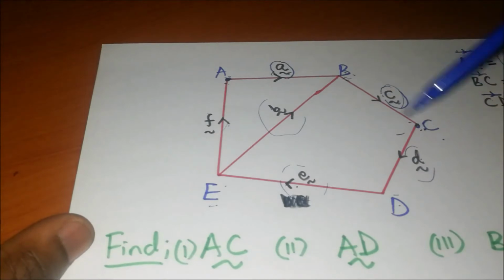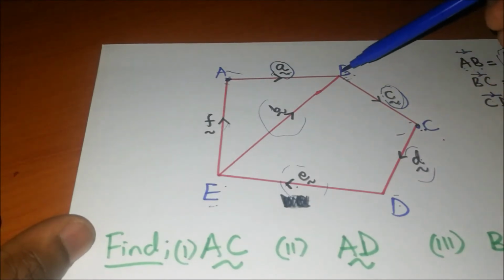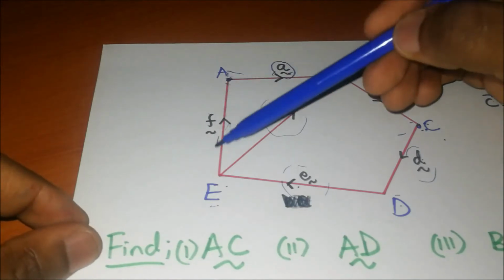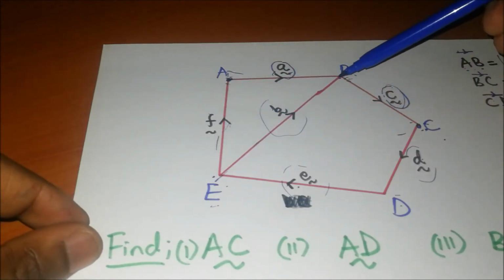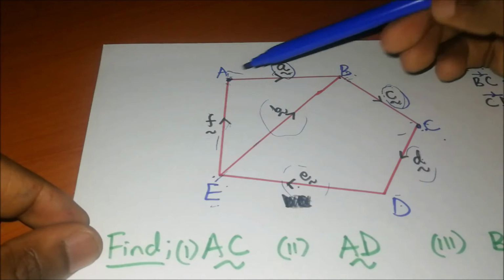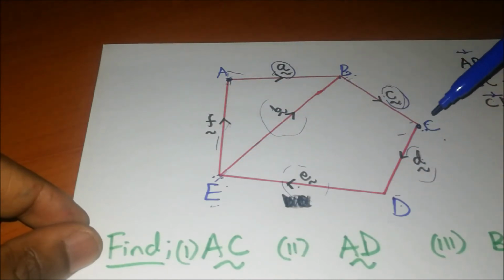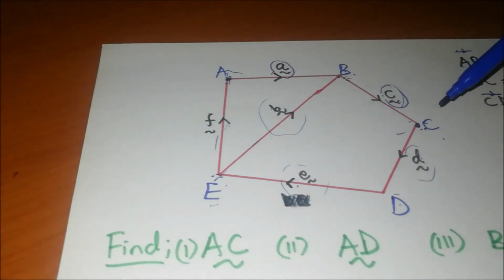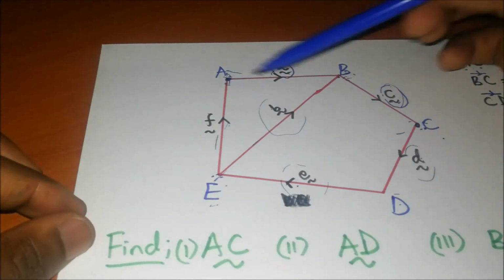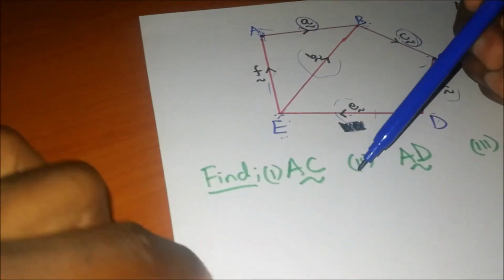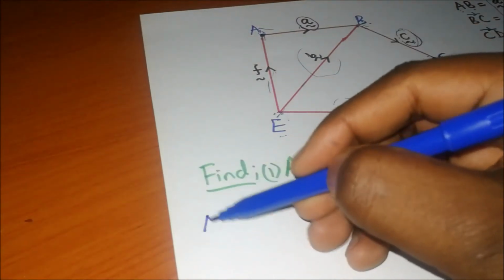For me to move from A to C, I can either move from A to B, then BC. That's an alternative route. Or I can move from A to E, E to B, then B to C. Or I can move from A to E, E to D, D to C. Any route, as long as my first letter is A and my last letter is C, I'm able to reach C. So if I'm to find SC, this is how I would do it.